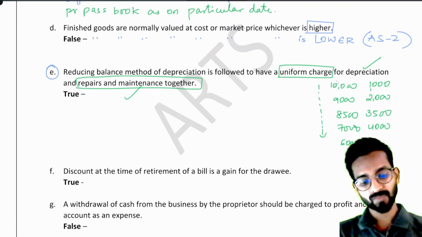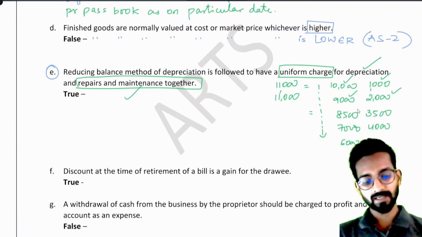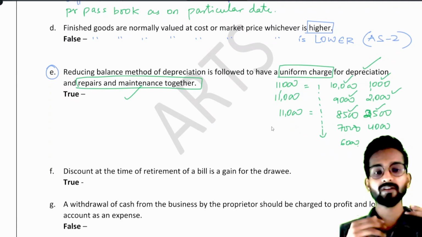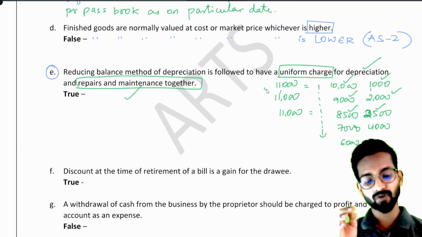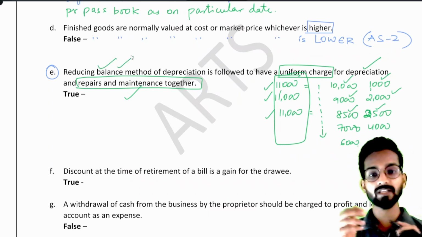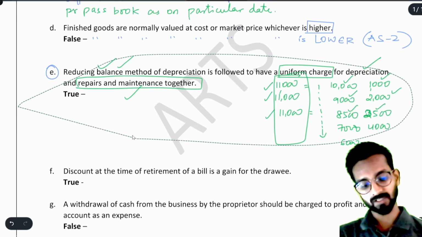How uniform charge? See, what will be the total for the first year? 10,000 depreciation, 1,000 repairs, so total will be 11,000. Again next year depreciation 9,000, repairs increasing to 2,000, so again 11,000. Again 8,000 and 3,000, that is 11,000. Then 12,000 and make it 2,500, it will be 11,000 again. Like that, the money we are spending for the machinery, we are charging to profit and loss. Because we want a uniform charge, it means the amount we want in the profit and loss is equal or uniform. That's why it is better to use the reducing balance method. And that's why the statement is absolutely true, that the reducing balance method provides a uniform charge.